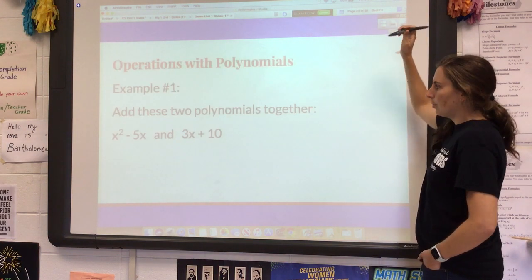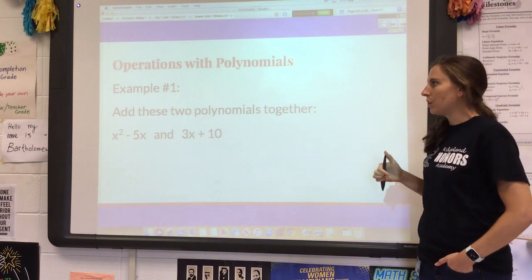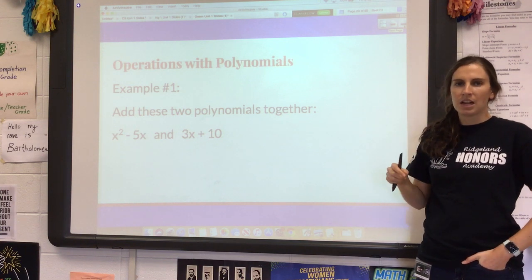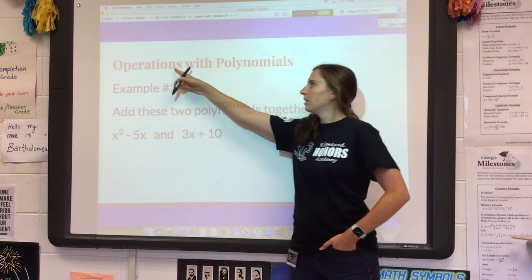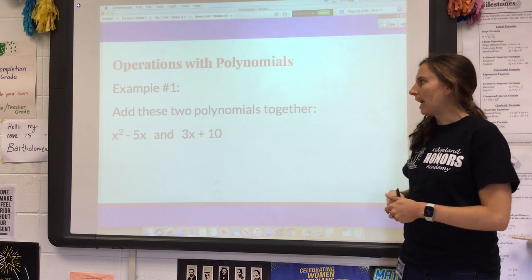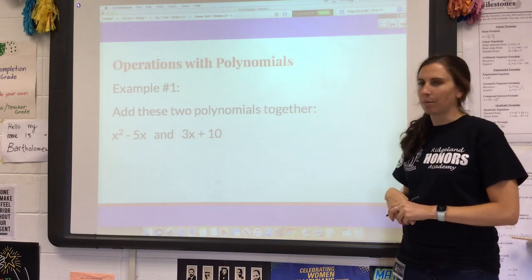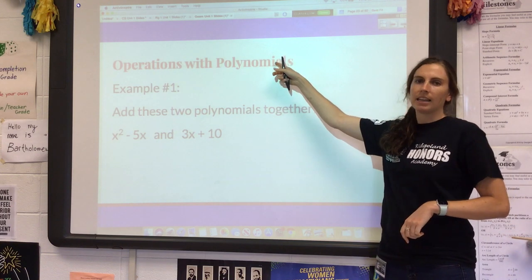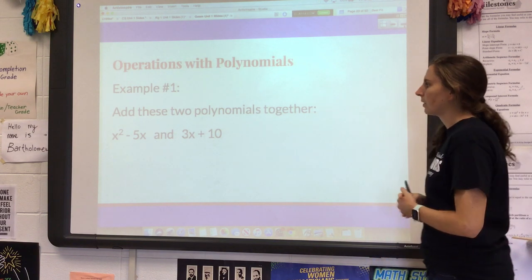This unit is all about working with polynomials. That's why I wanted to do some review. We're going to go through a few examples of operations with polynomials. Operations is like the verb of math. That just means you're going to do something, like add, subtract, multiply, divide. There are others, but those are the main four. So we're going to look today at adding, subtracting, and multiplying polynomials. All really should be reviewed to you.